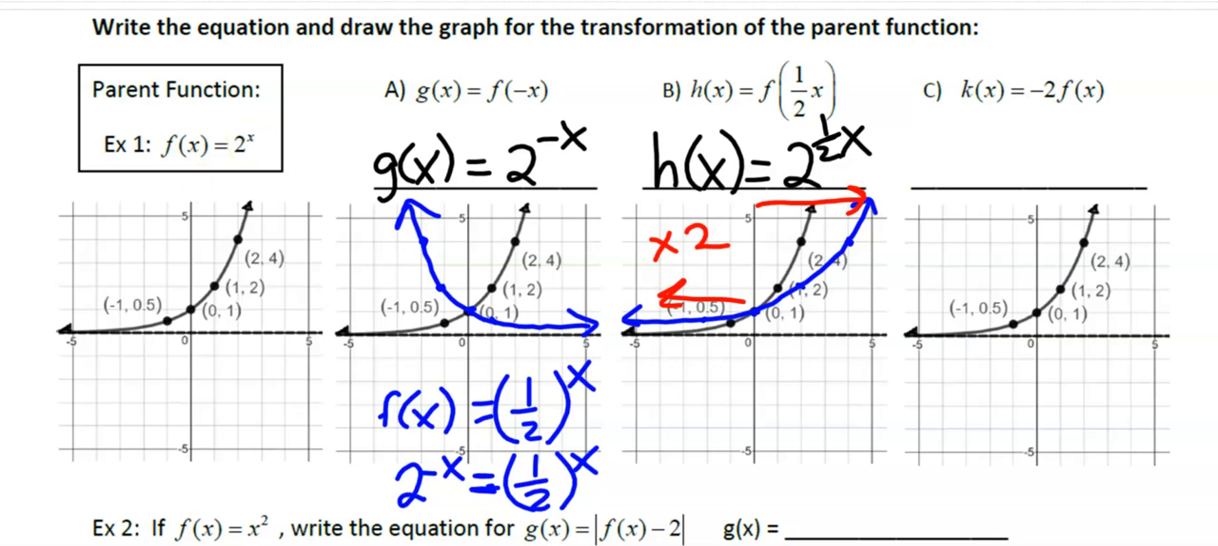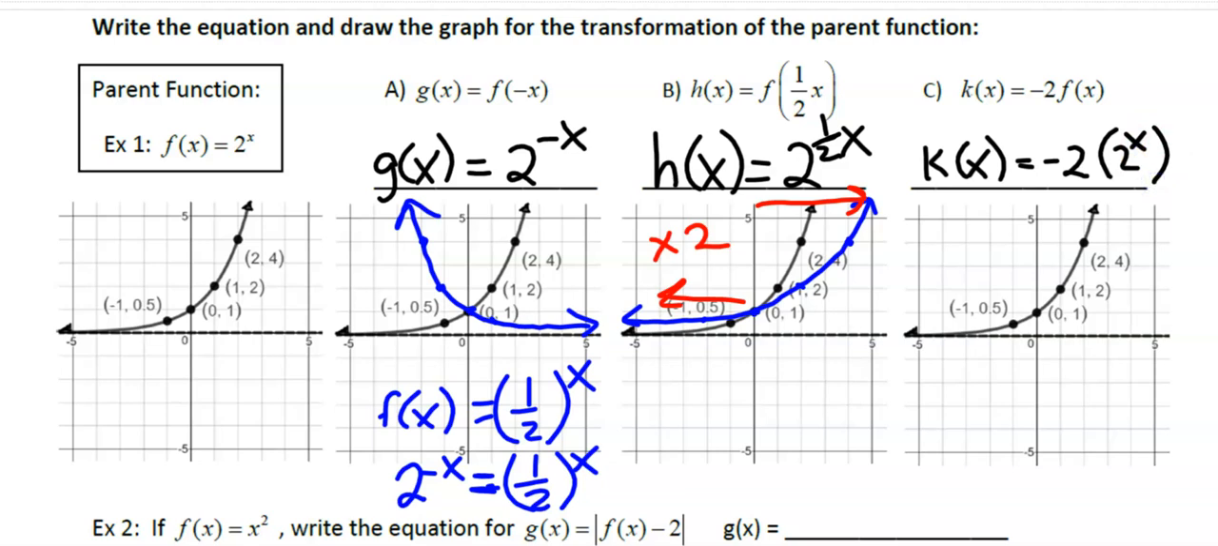Now let's look at number 3, or part C. I've actually combined a reflection and a dilation by multiplying by negative 2. So the graph is going to flip and stretch. I'm multiplying outside the function, so this number is going to affect the y coordinate. So if I were to write this, I would write this as k of x is equal to negative 2 times 2 to the x. Okay, so negative 2 outside the function.